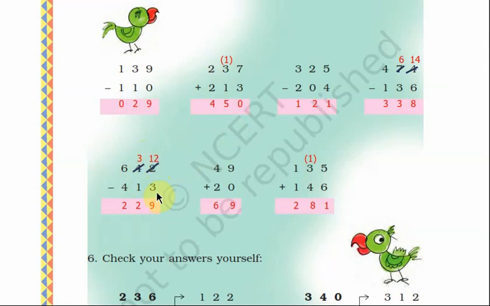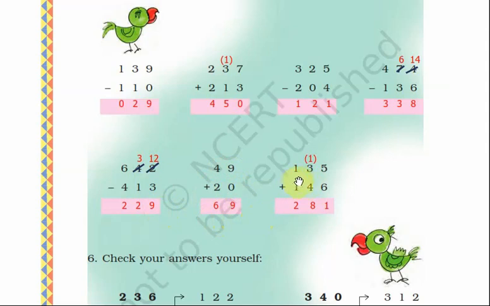Now 12 minus 3. How much is 12 minus 3? 12 minus 3 is 9, and 3 minus 1 is 2, and 6 minus 4 is 2. So the answer is 229. Otherwise 642 minus 413 will give you 229. Now next question is an addition. 49 plus 20. How much is 49 plus 20? 9 plus 0 will give you 9, and 4 plus 2 is 6. So 49 plus 20 will give you 69.